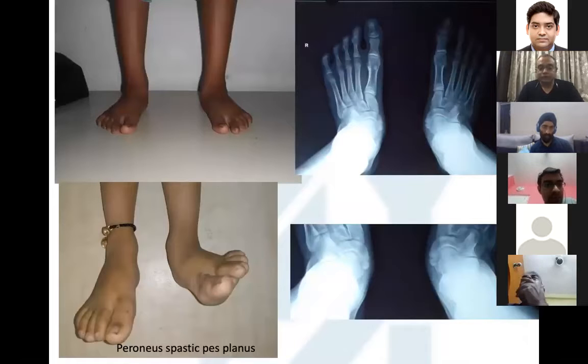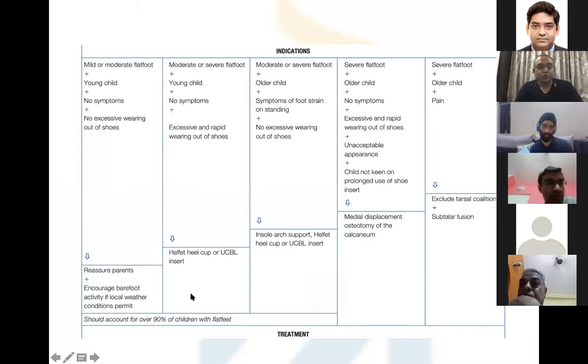Now here, we'll go into a planovalgus foot. This is a very common deformity which you see, and this is basically a pes planus condition, because of the accessory navicular you see here, and here in peroneal spastic pes planus also you see it, and sometimes in tarsal coalition also you can see a flat foot deformity. So again here, most of the time you reassure the parents and encourage barefoot activity. In younger children this gets modified; in older children, rarely, you have to plan for your insole arch and all.